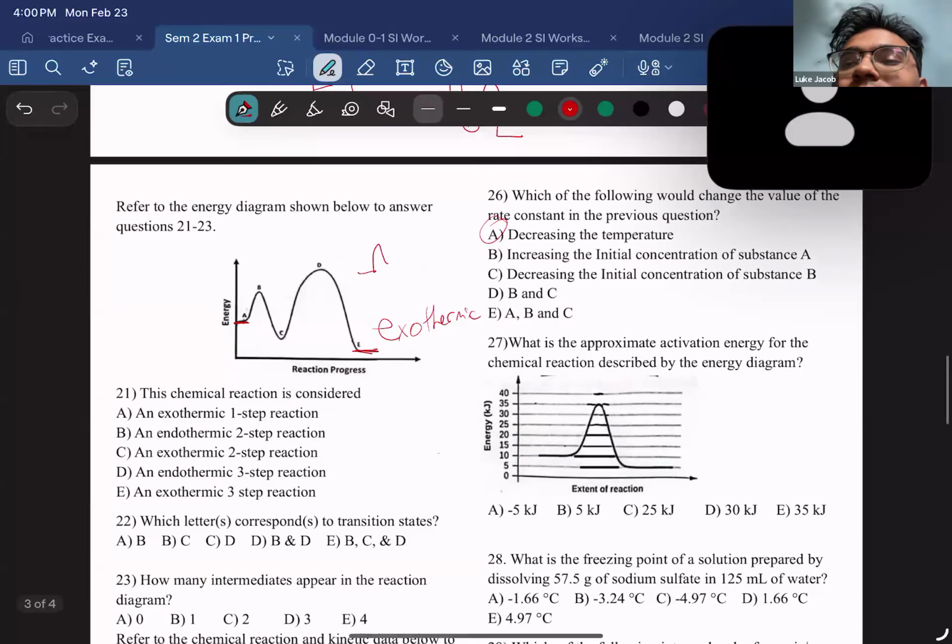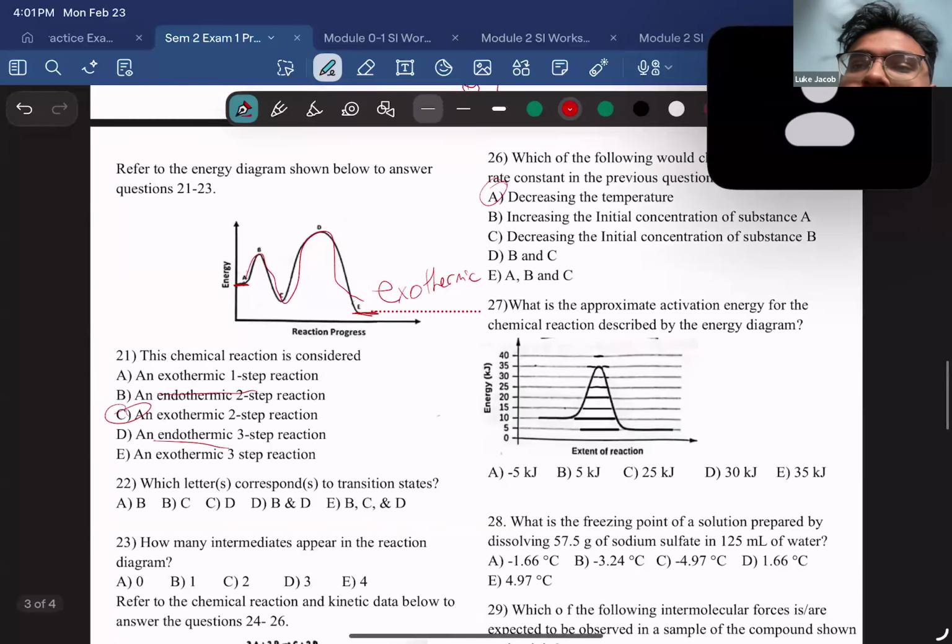Likewise, if it was like this, or that was a bad drawing, if it was like this, this would be exothermic. Okay. So we see that it's increasing, so it's not endothermic. We see that there are two humps here, and so it's a two-step reaction. So the answer choice would be C.